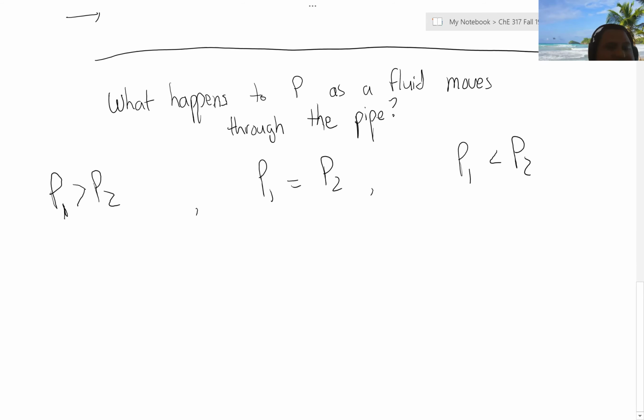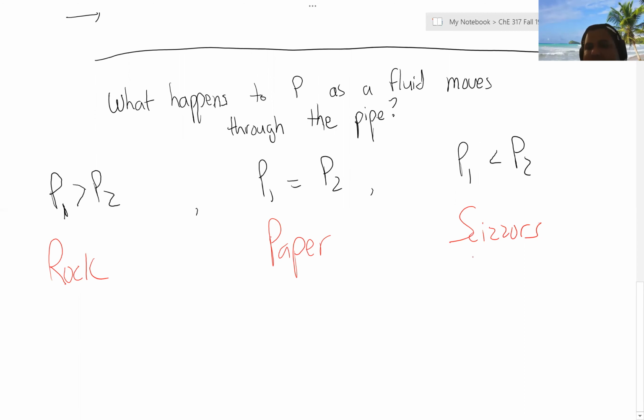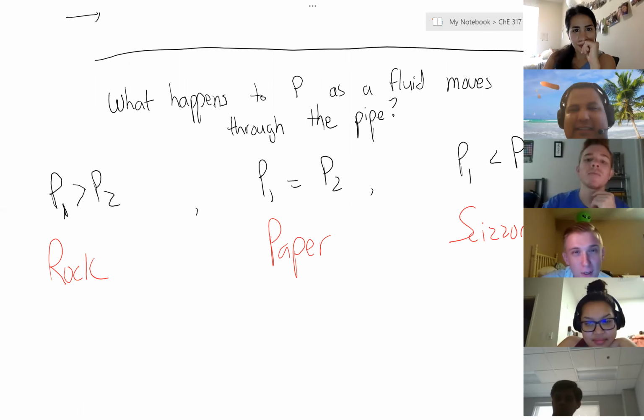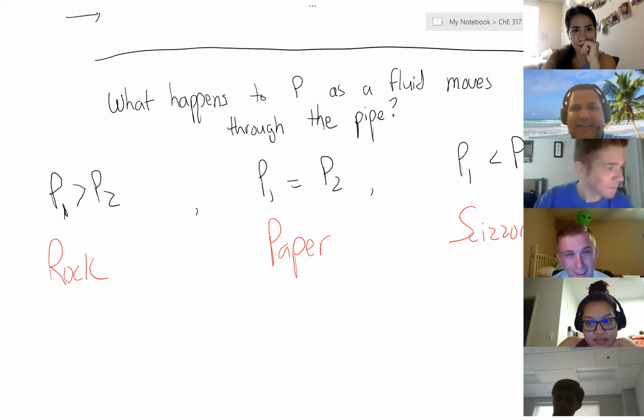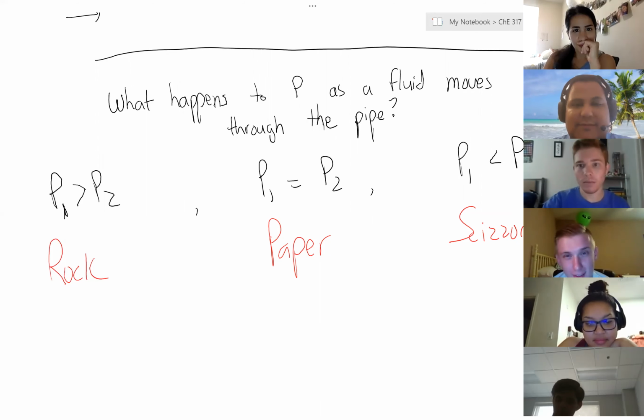And we could play my favorite game, rock, paper, scissors. So, based on these three choices, if you think that P1's going to be greater than P2, choose rock. If you think the pressures are going to be equal, choose paper. And if you think P1's going to be less than P2, you can choose scissors. So what do you think?